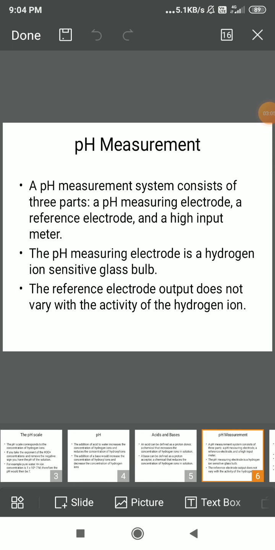The next point is the pH measurement. A pH measurement system consists of three parts. First is the pH measuring electrode, second is a reference electrode, and last one is a high input meter. The pH measuring electrode is a hydrogen ion sensitive glass bulb. The reference electrode output does not vary with the activity of hydrogen ion.